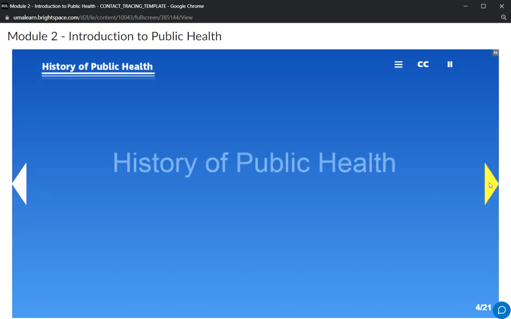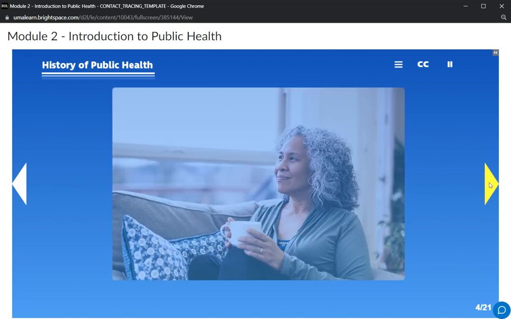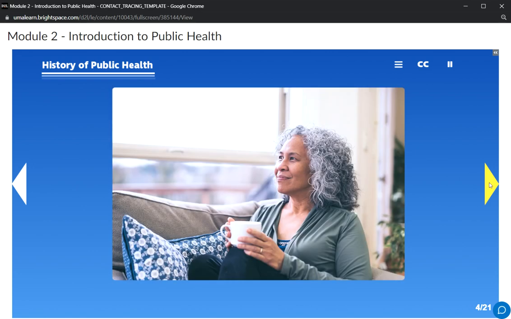Public health has made a significant impact on the health of populations over time. In the United States, from 1900 to 1999, the average life expectancy increased by over 30 years. 25 of the years gained can be attributed to public health interventions.